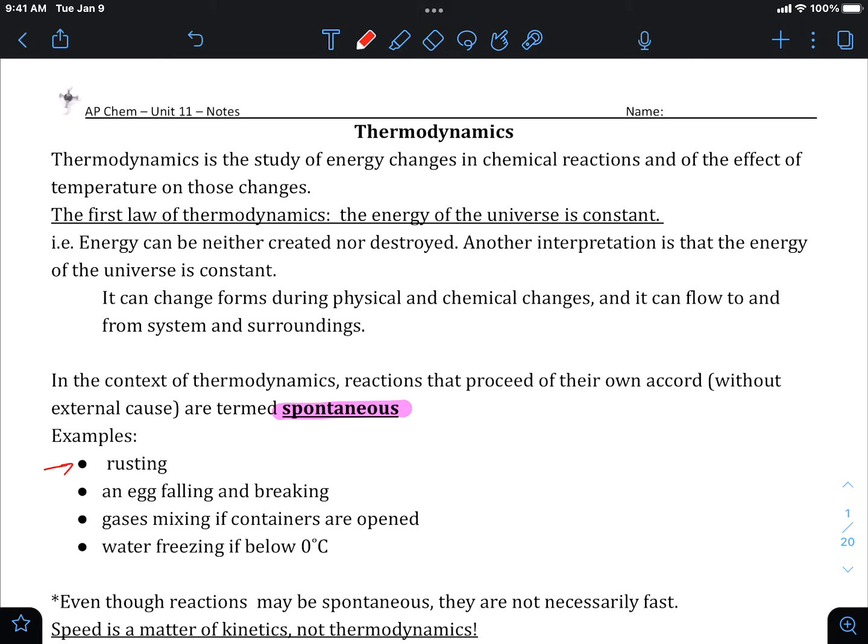Gases mixing if containers are opened. If you have 2 containers and you just open the valve, they are going to mix, and if you do nothing, they will mix. That is a spontaneous thing that's going to happen. Water freezing if below 0 degrees Celsius. Well, water freezes at 0 degrees Celsius. It also melts, or ice melts, at 0 degrees Celsius. So if the temperature is below the freezing point, it's going to freeze. That is well established. Okay, so all of these things will happen. They don't need any additional help happening.